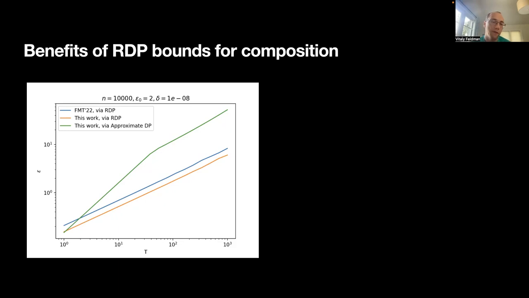even for basically already for 2 iterations, we already improve. I mean, basically already for 2 iterations, the Renyi differential privacy improves on only using the approximate differential privacy bound. Does that answer your question, or? Yes.